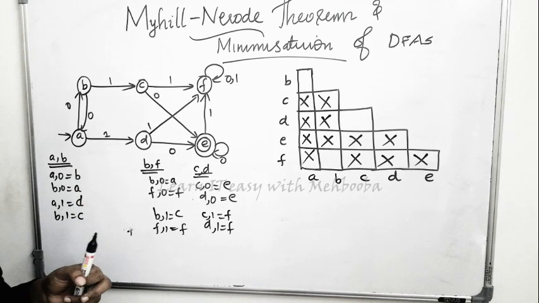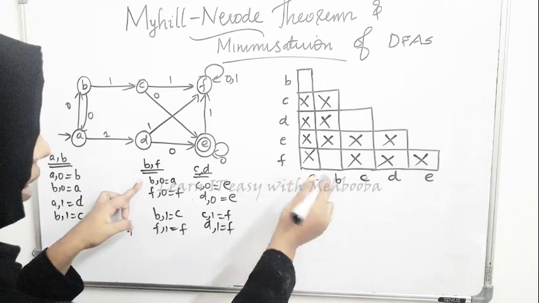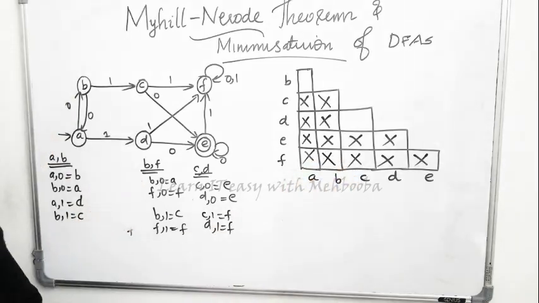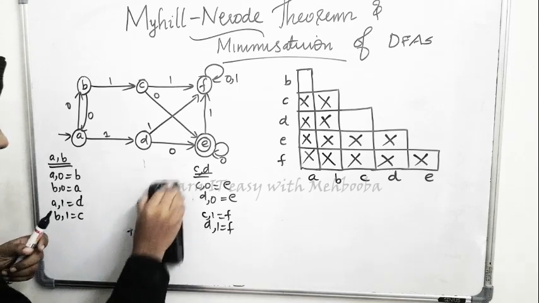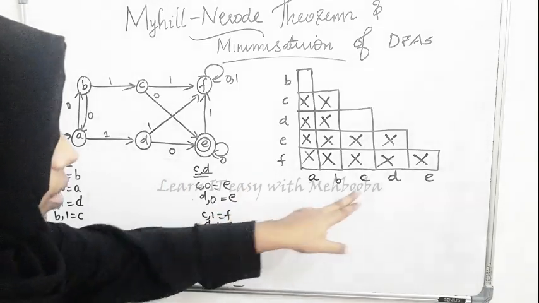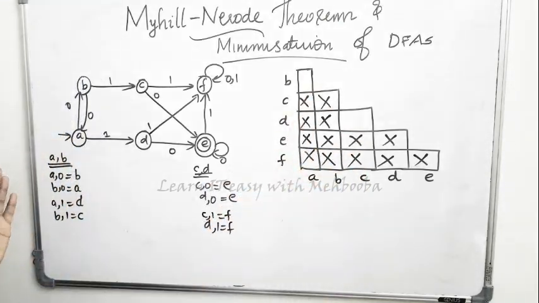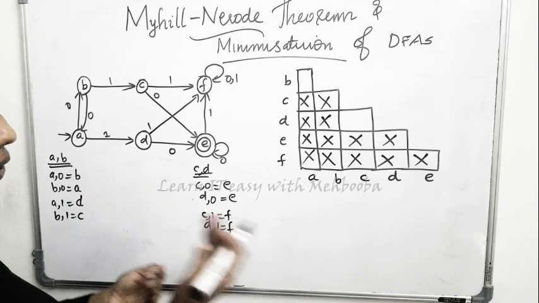Now I have to check BF. BF is giving me the pair AF that has been marked. So I can mark BF also. So I am avoiding this. Now CD, it is giving me the pair EE and FF which are not even there in the table. So I can't do anything. So over to the next iteration.